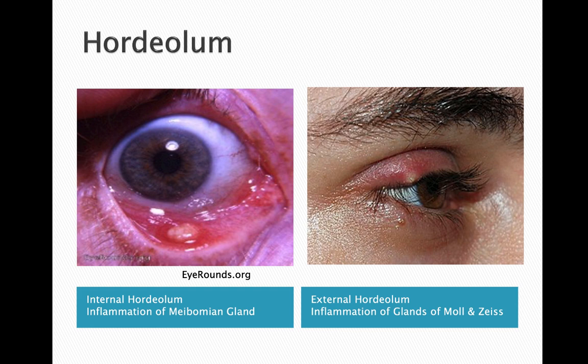So here's an example. The lower lid is an internal hordeolum, and the upper lid is an external hordeolum. I like to tell people, H, hordeolum hurts. And if it hurts, it's an acute process. Chalazion is C, chronic, so it doesn't hurt.